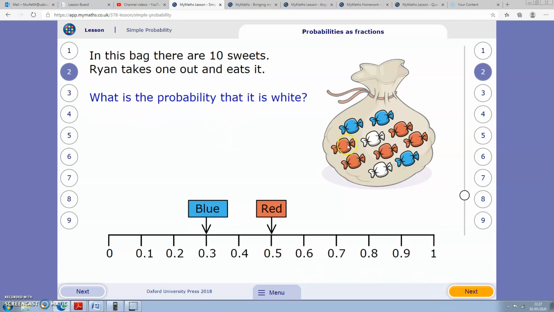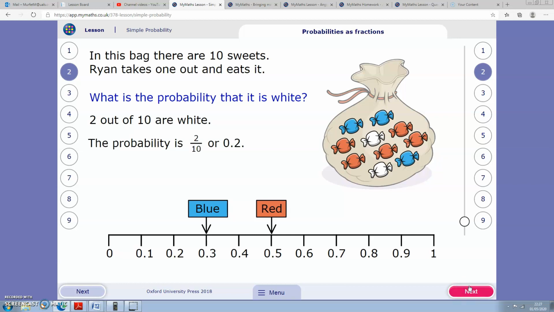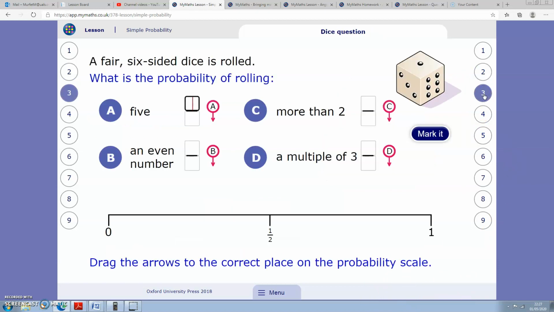What's the probability that it's white? There's only 2 white sweets, so if that was 5 and that was 3, this one here is going to be 2. So 2 divided by 10, or 0.2. And that's where my white one's going to go. So if you want to have a go at this, feel free to stop the video and give it a go. And then start it up to see if you've got them right.